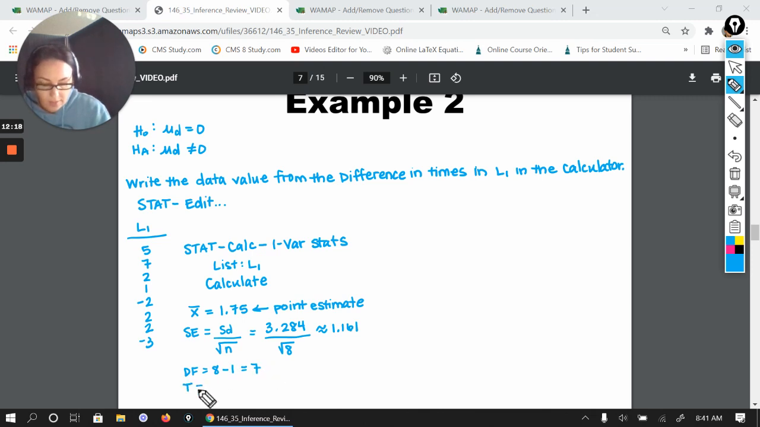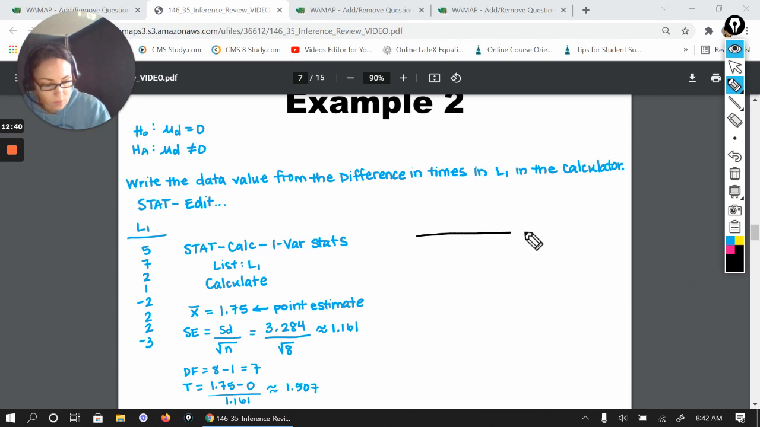And the test statistic takes the point estimate, 1.75, minus the null value, which is 0, all divided by the standard error, which is 1.161. So this gives us a test statistic that is about 1.507.